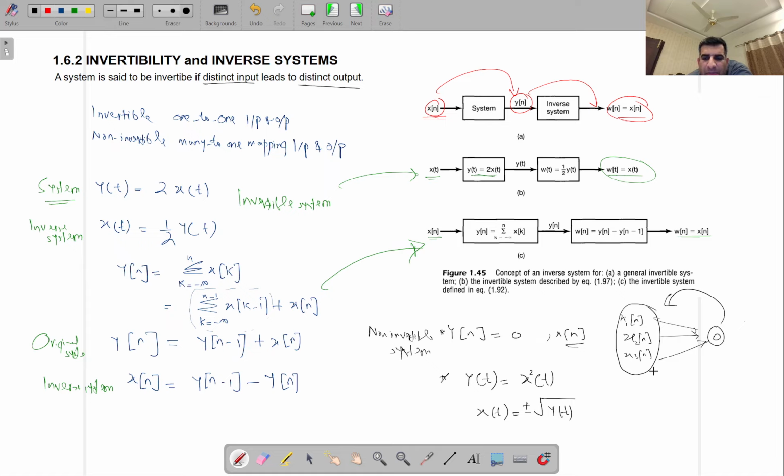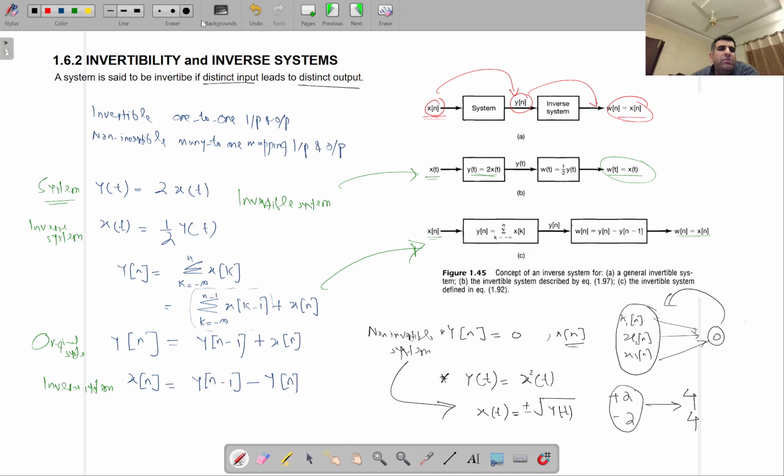For example, we could have taken another example. Let's say that the input is plus 2, right? Then the output is the square of the input, which is going to be 4. And if I take minus 2 as an input, again, if I square it, it's going to give me 4. So what is happening is that two different inputs are being mapped to the same output. So again, it's an example of many to one mapping. And the system mentioned here is again an example of a non-invertible system. It doesn't have an inverse system.